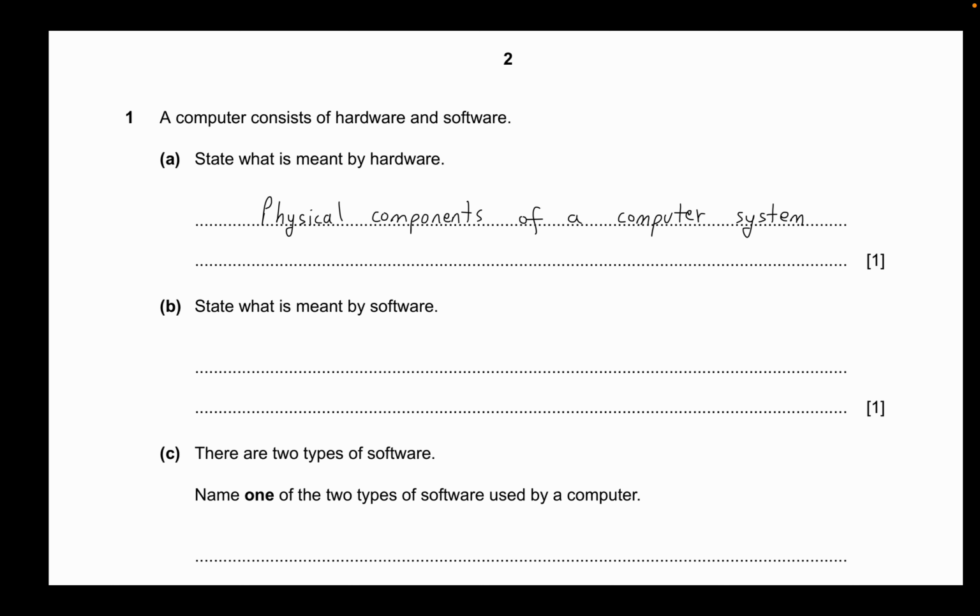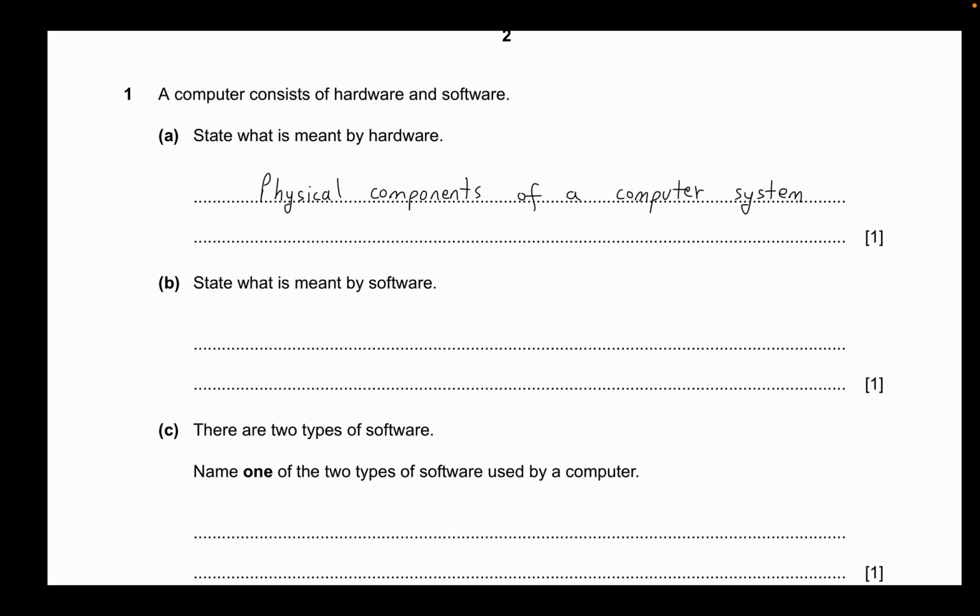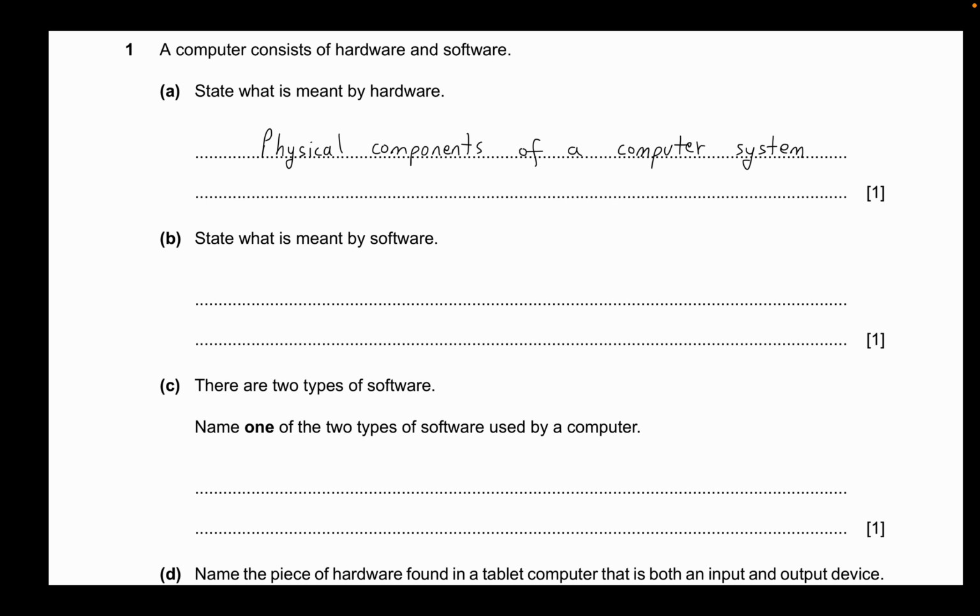State what is meant by software. So now software is everything like the applications you're using. You can think of programs such as social media apps. That's all part of software. The OS, operating systems, they're all part of the software side. So let's write some of the definitions of what is meant by software.